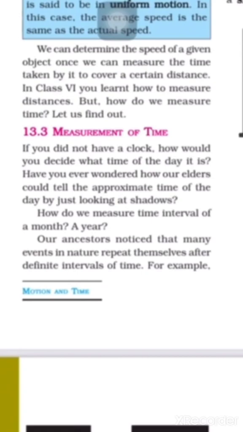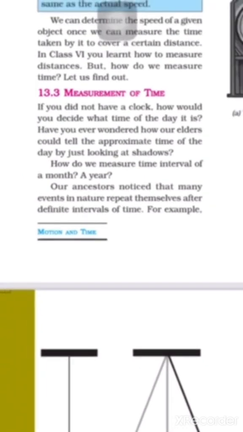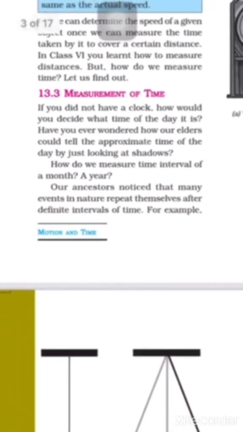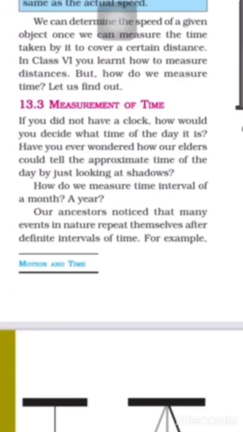The speed calculated here is actually the average speed of the car. In this book, we shall use the term speed for average speed. So, for us, the speed is the total distance covered divided by the total time taken. Thus, speed is equal to total distance covered upon total time taken.